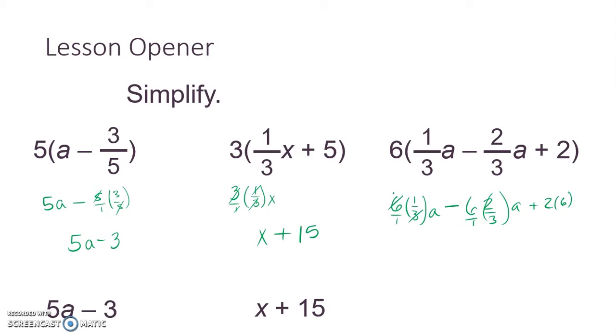So our 3 and our 6 cancel, this would become a 2 and a 1, so we're left with 2a minus our 6 and our 3 will cancel again. This time we'll have a 2 and a 1. 2 times 2 will be 4a plus 2 times 6 is 12. And then we finish up with 2a minus 4a would be negative 2a plus 12.